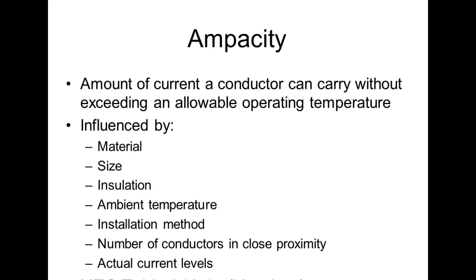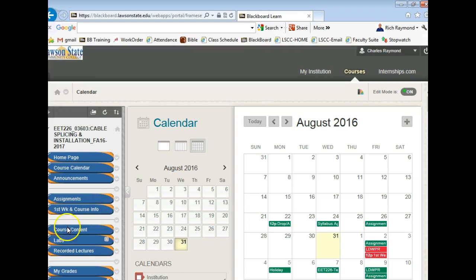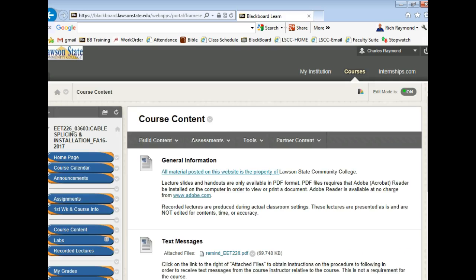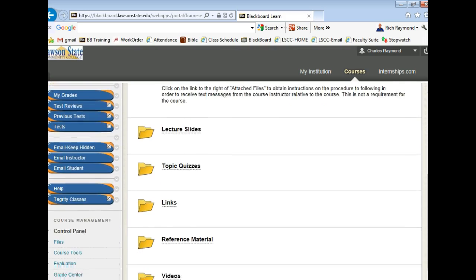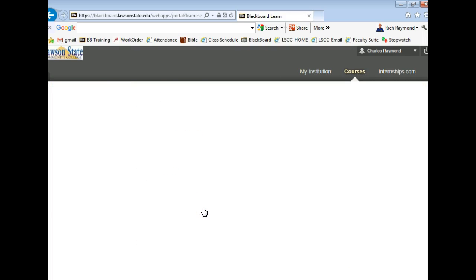So the NEC came up with a chart. It used to be 310.15, but in the new code, 16. But for some reason, they like to do that. In the new code book, it's now 310.15, and that's the handout that I gave you. And this is also available up on the Blackboard site in course content in reference material. So we looked at the ampacity chart, reference material. We look at the ampacity chart.